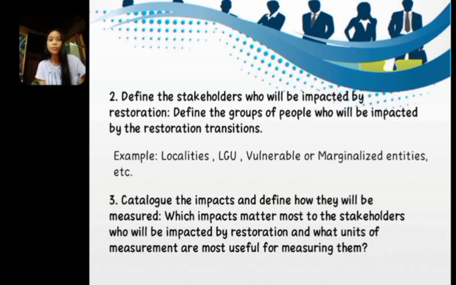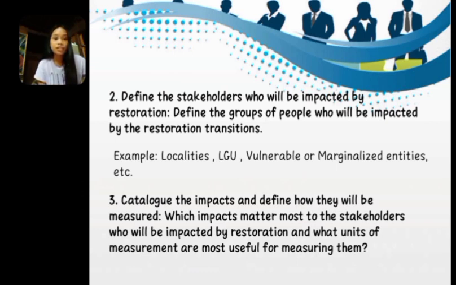So number 2, define the stakeholders who will be impacted by restorations. Define the groups of people who will be impacted by the restoration transitions. The example is the localities, LGU, vulnerable or marginalized entities, and etc. The marginalized entities are the senior citizens, persons below average intelligence, and more.